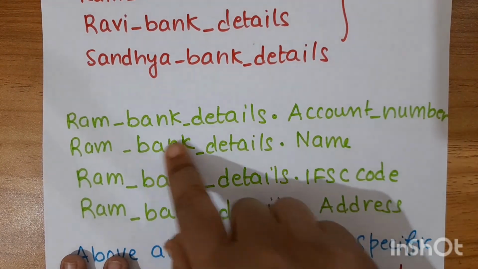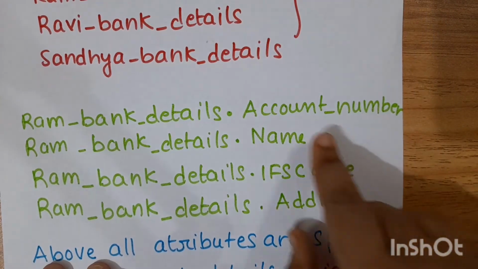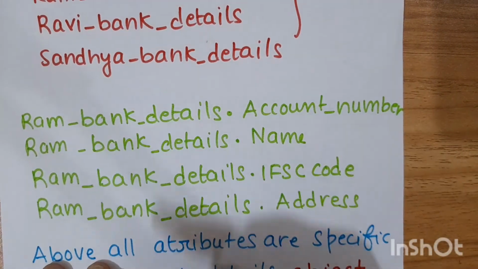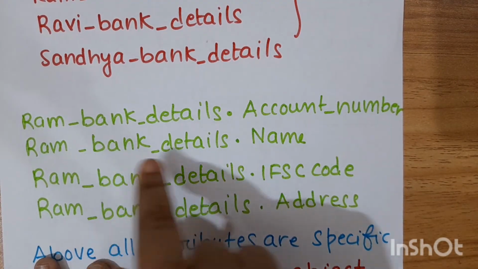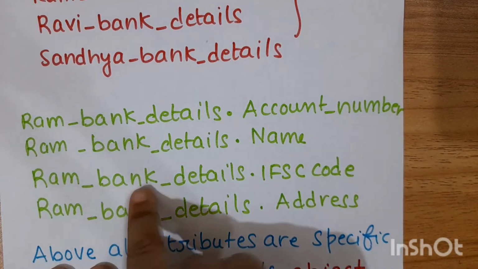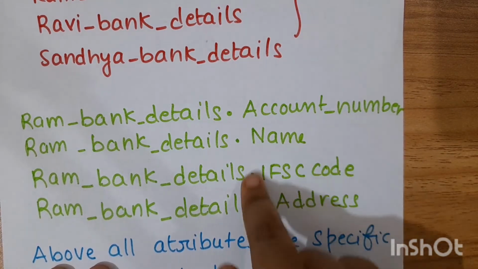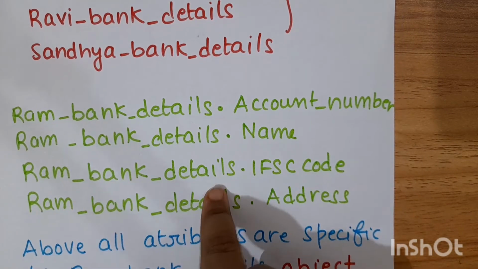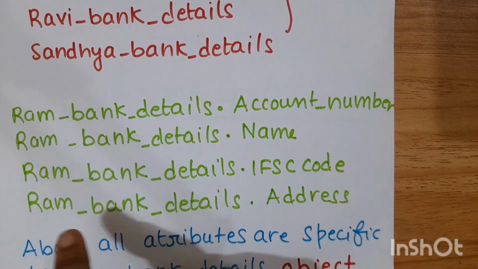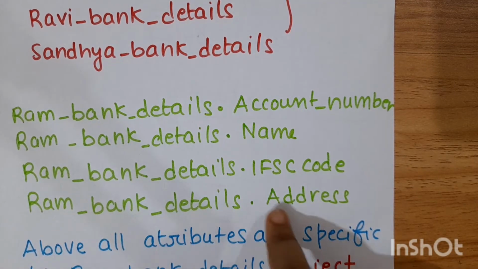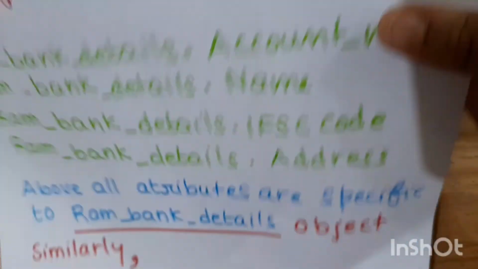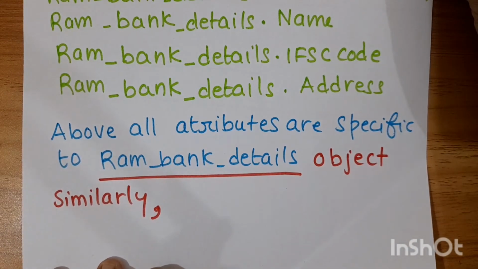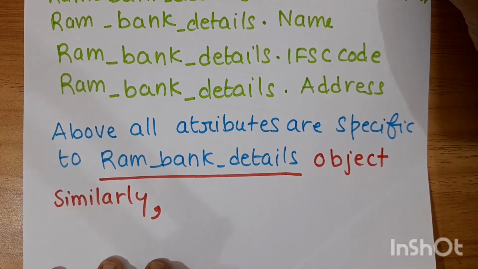Now Ram bank detail dot account number. So I am talking about the account number of Ram bank detail. Ram bank detail dot name, I am talking about the name of the Ram bank detail. Ram bank detail dot IFSC code, I am talking about the IFSC code of Ram bank detail. Address, I am talking about the Ram bank detail dot address, means address of the Ram bank detail. So all the attributes here are specific to the Ram bank details, which is an object, and the blueprint is the bank details.